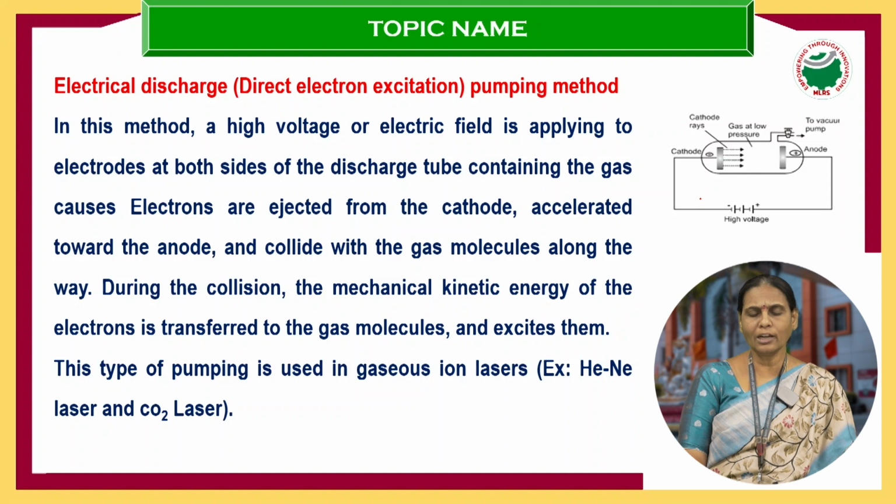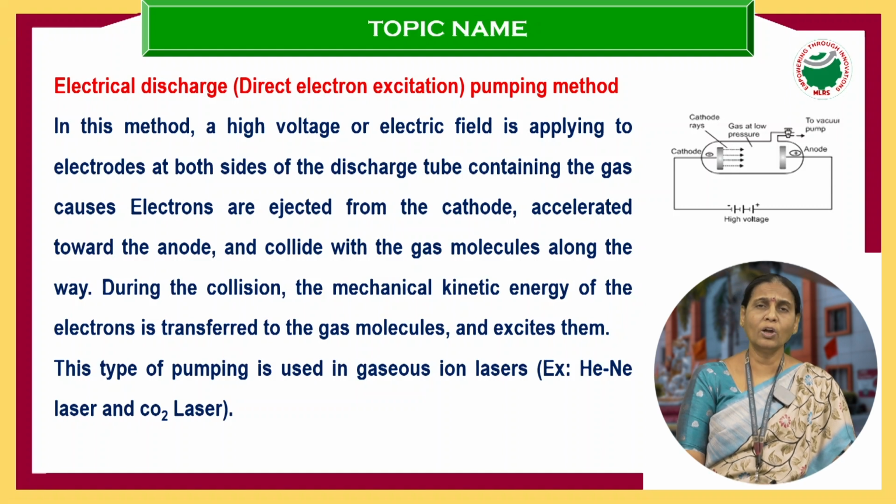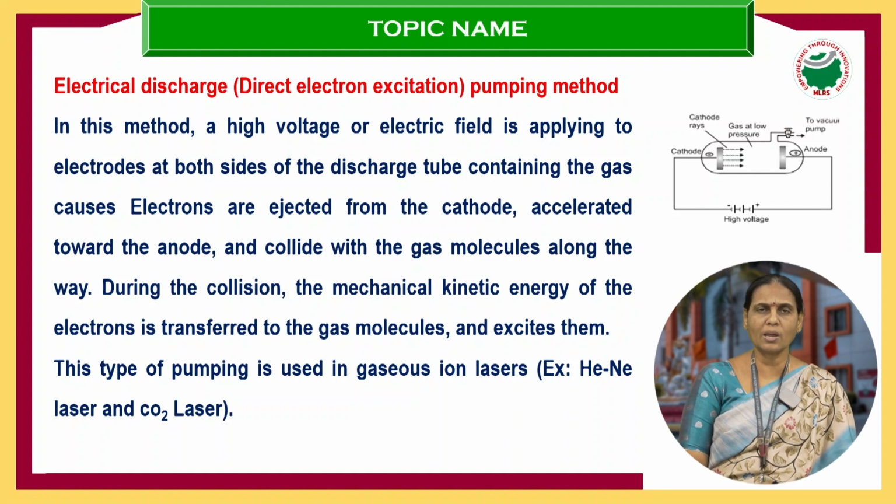Once the discharge tube contains gas, electrons are ejected from the cathode, accelerated towards the anode, and then collide with the gas molecules along the way. For example, here I take the helium neon laser. Helium neon laser is a gaseous laser. Helium and neon are filled in a glass tube. To make you understand this type of pumping, I am telling you about the helium neon laser. These two gases are filled in a glass tube.